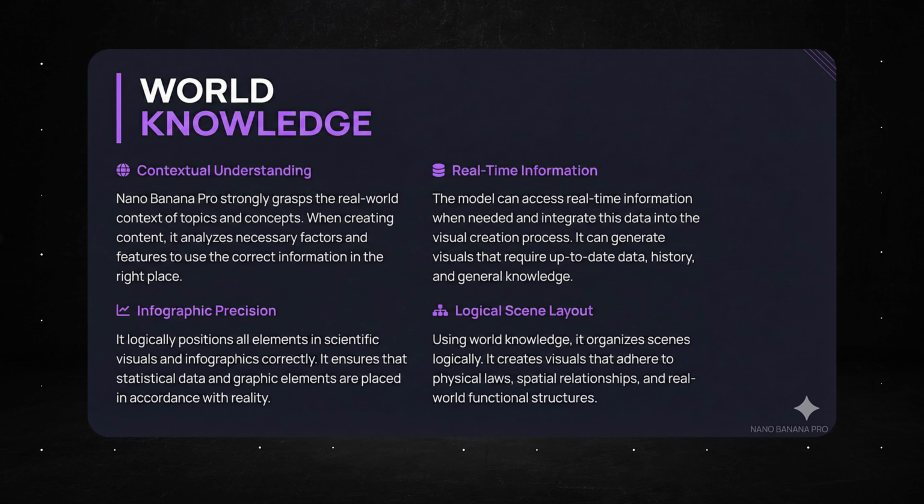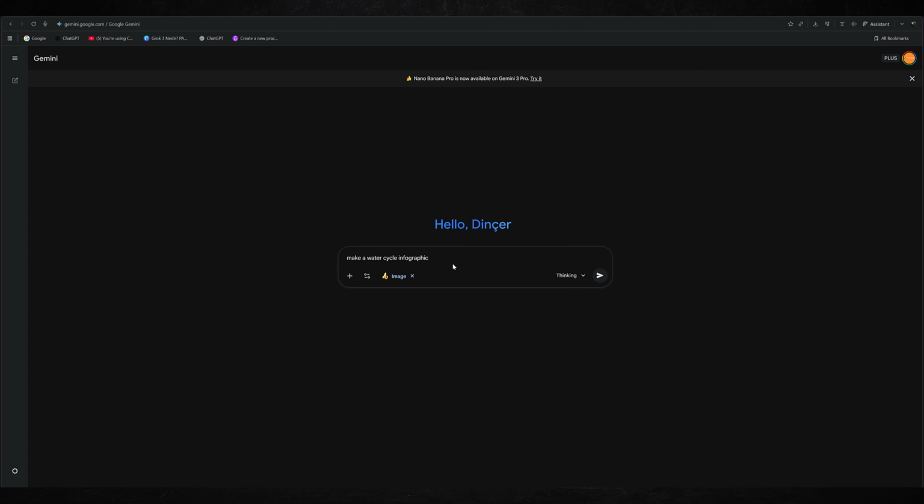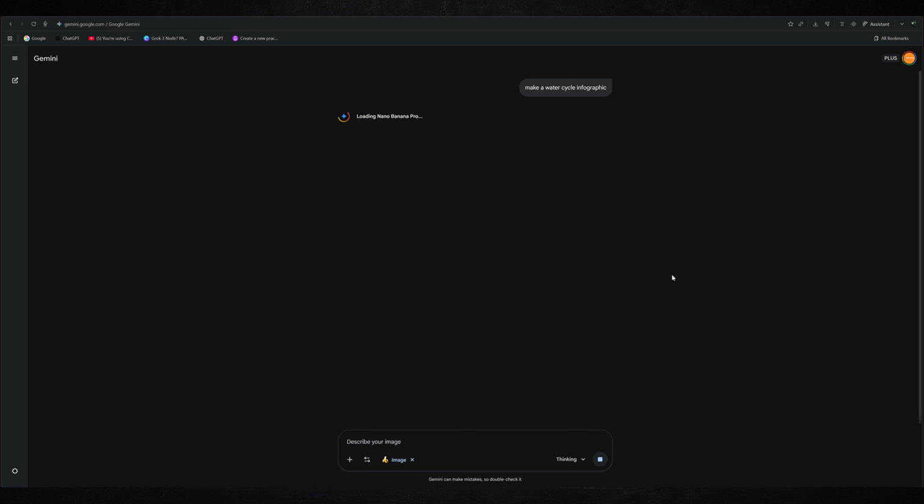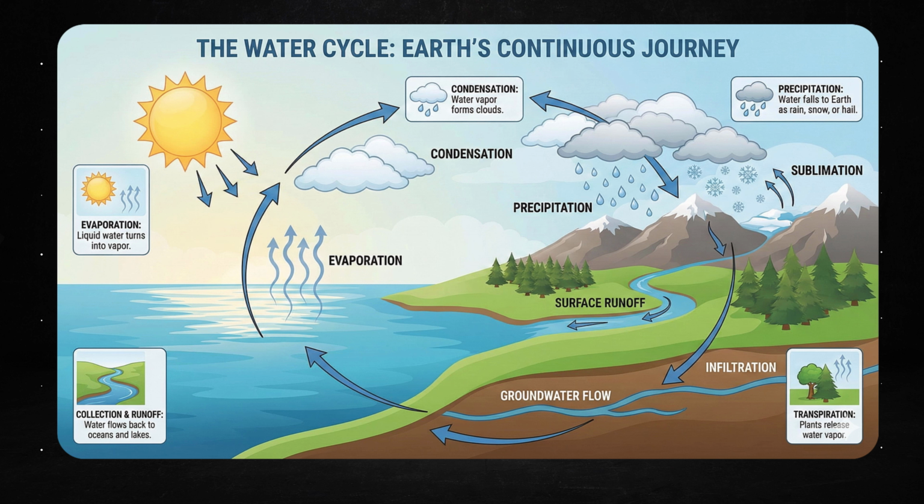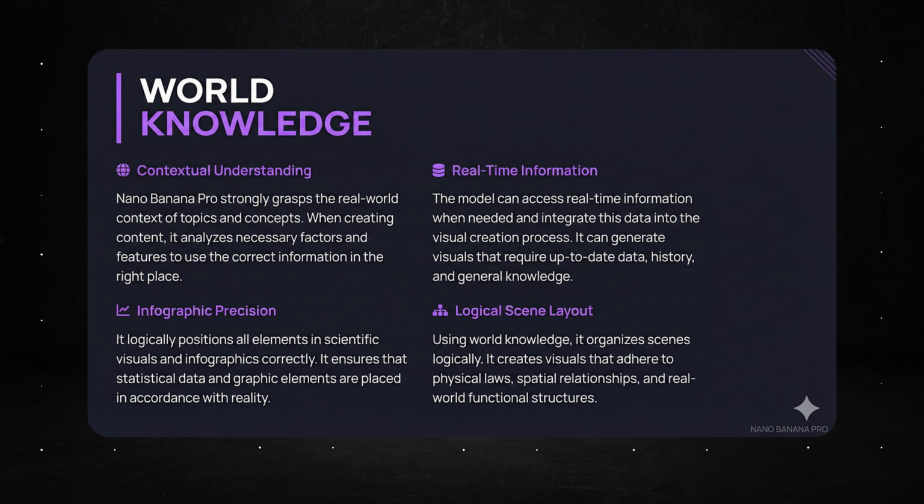The second innovation is world knowledge. This model knows how the real world works. It recognizes concepts, cultural elements, processes, details of famous structures, everything. For instance, when we say make a water cycle infographic, it doesn't just draw random shapes with weird text. It legibly shows where precipitation settles, how evaporation occurs, etc. It places everything correctly. Essentially, it researches real-world knowledge, understands the topic, and makes infographics for you accordingly.